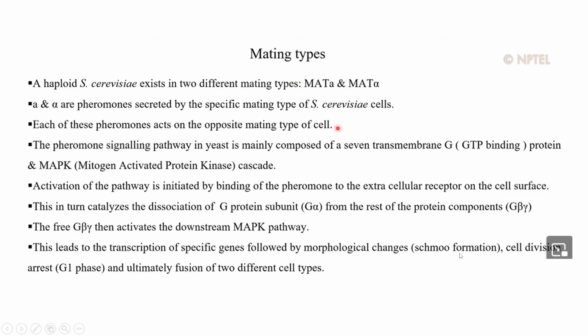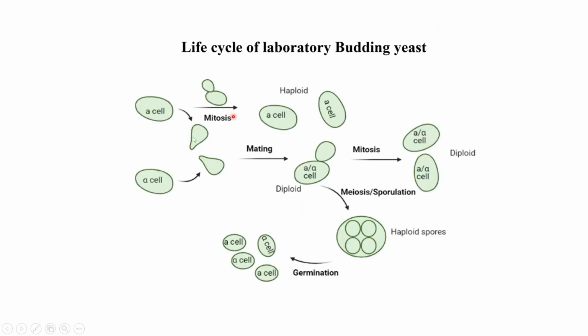Shmoo formation is one of the characteristics of mating. Okay, after the shmoo formation, the mating will occur between the mate alpha and mate A organism. So shmoo formation, cell division, and fusion of these two different cell types, okay, these changes should be there before the mating process. So the pheromones which are released activate these morphological changes by activating the MAPK cascade through G protein, by binding to the GPCR receptor. So this is the mechanism through which it occurs, and this is how the mating occurs.